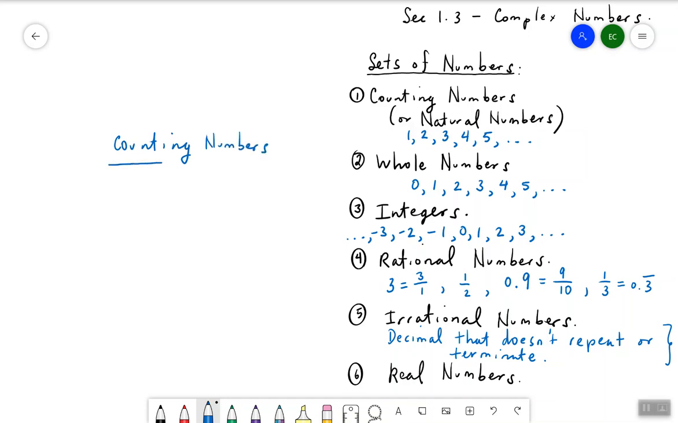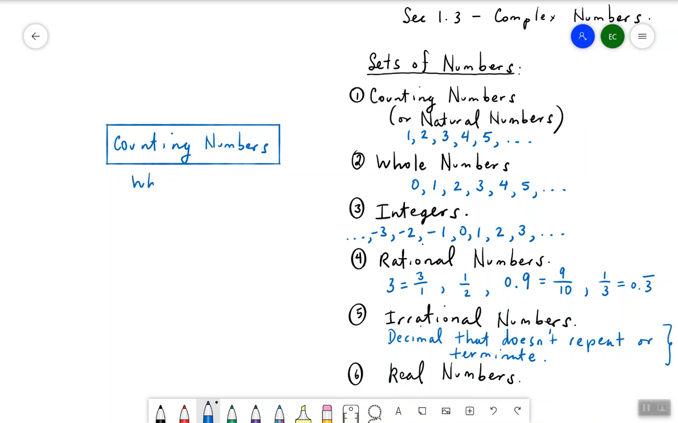And we'll put a box around counting numbers to indicate that all of the numbers that fit that definition, that fit that list, would go inside this box. And then the next set of numbers is the set of whole numbers. It includes all of the counting numbers plus the one extra number, the number 0.